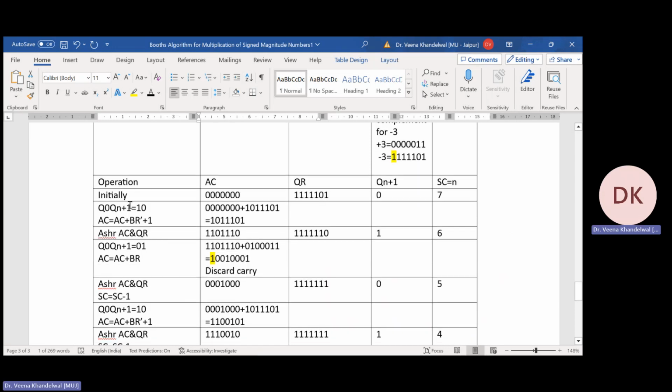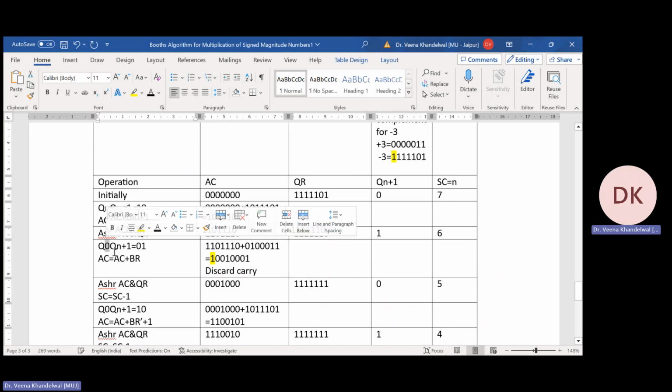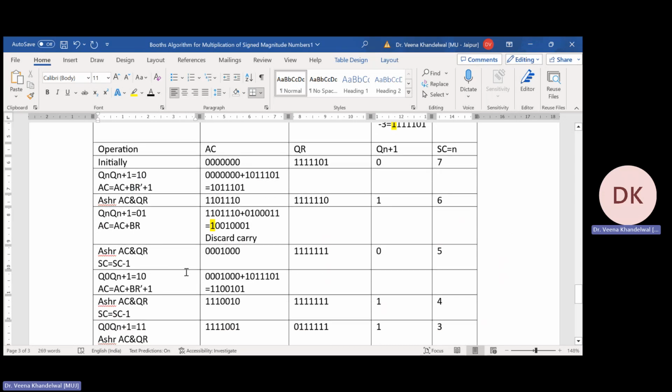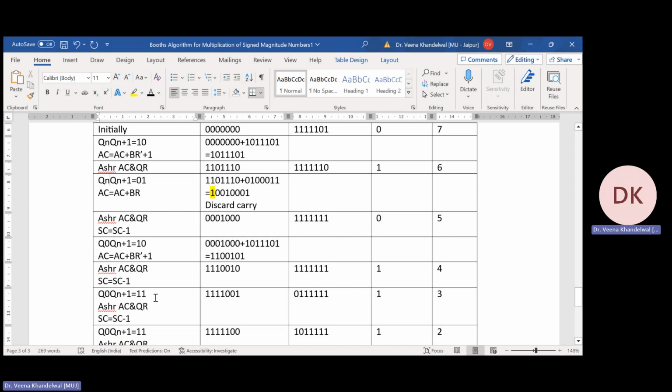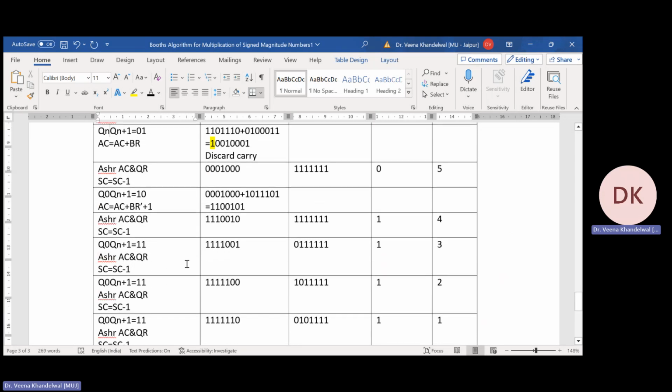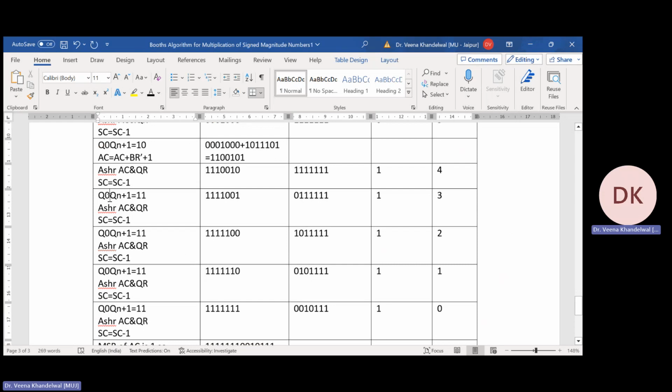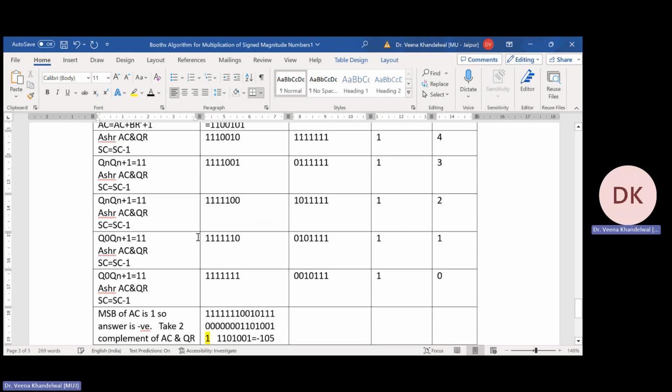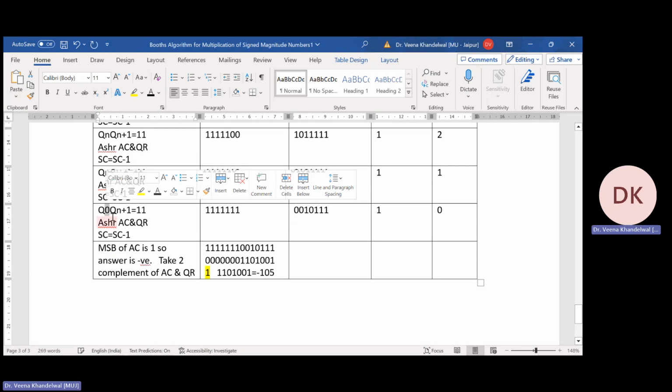Depending upon the values of Qn and Qn+1, if it is 1 and 0, we add the 2's complement of BR. If it is 0 and 1, we add the BR simply and not its 2's complement. And if they are 1 1 or 0 0, we do not perform addition of either BR or its 2's complement. We simply perform arithmetic shift right. So this is how we proceed further, and you can see the various arithmetic shift rights as were performed previously. And this is how we get the result.